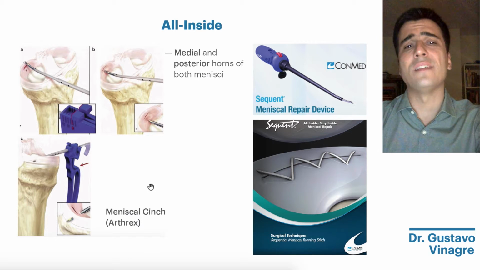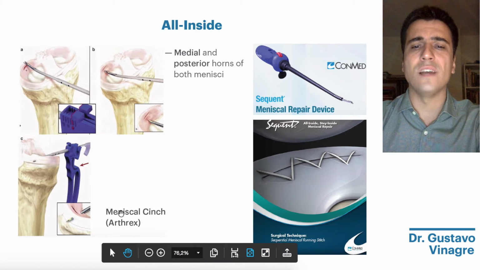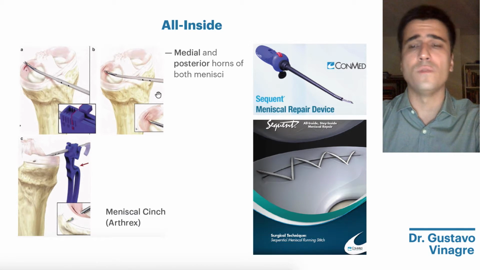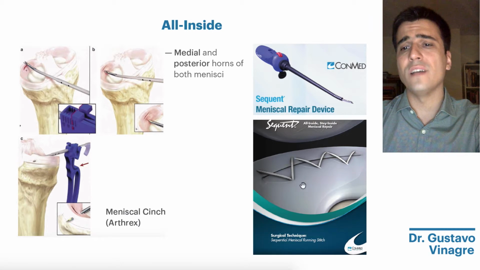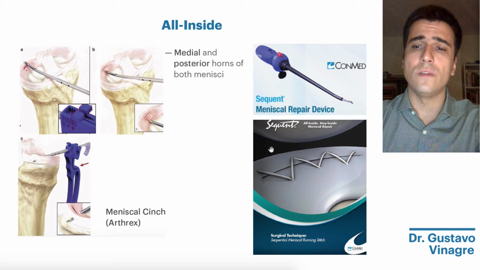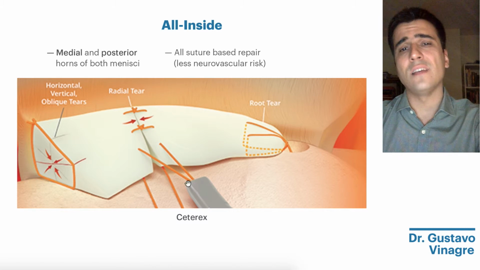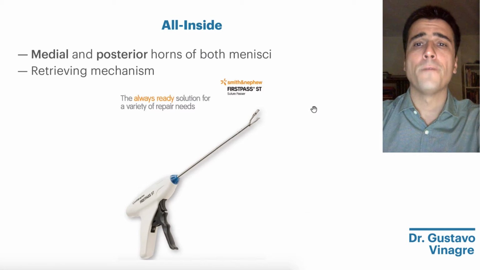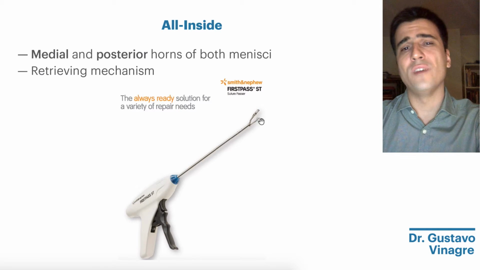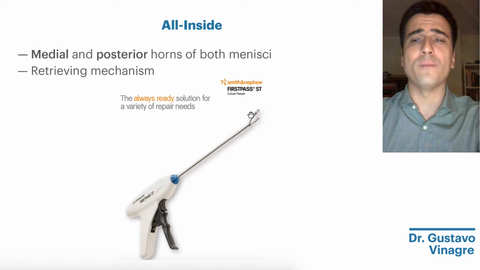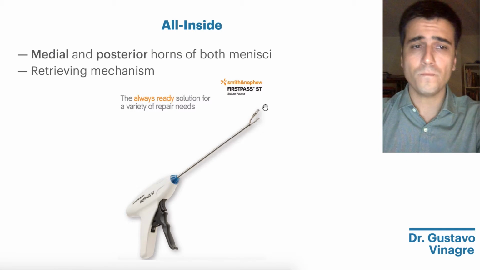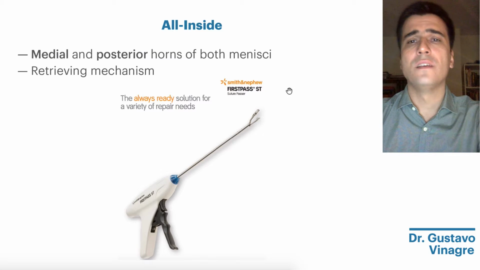You can do an all-inside technique. You can see these devices, the meniscal cinch, and you use it on the mid and the posterior horns of both menisci. If you use the ConMed devices, you can do a continuous suture, as you can see here, and you can use some devices with suture only, as the Ceterix. There is no plastic, so you can repair different types of tears. And you can use this type of devices where there is a retrieving mechanism, such as this FasT-Pass device.